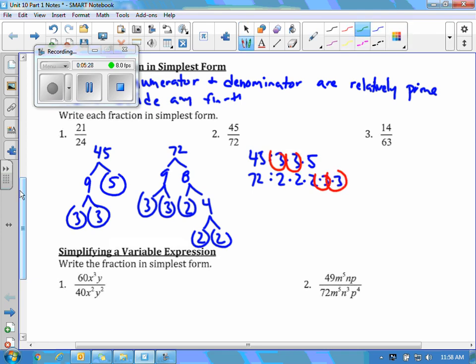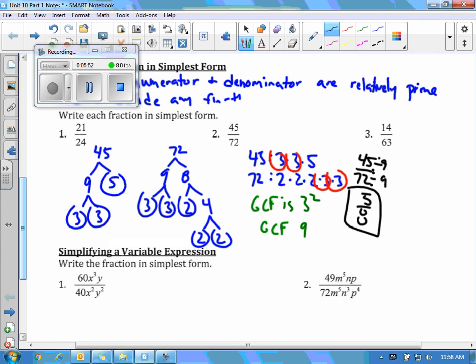So my greatest common factor is when I multiply those together. So that's going to give me the greatest common factor of 9. That means I can then take my original fraction, 45 over 72, and divide both of those by 9. I'm running out of room. So that would give me 5 over 8 as my fraction in simplest form.